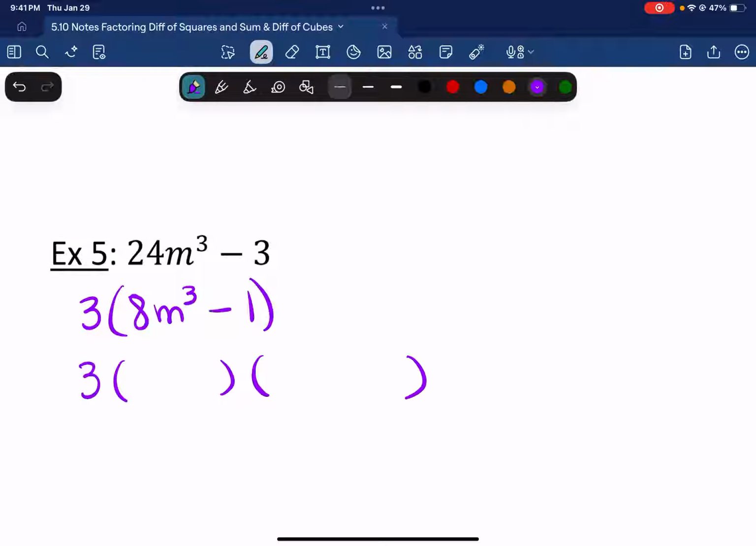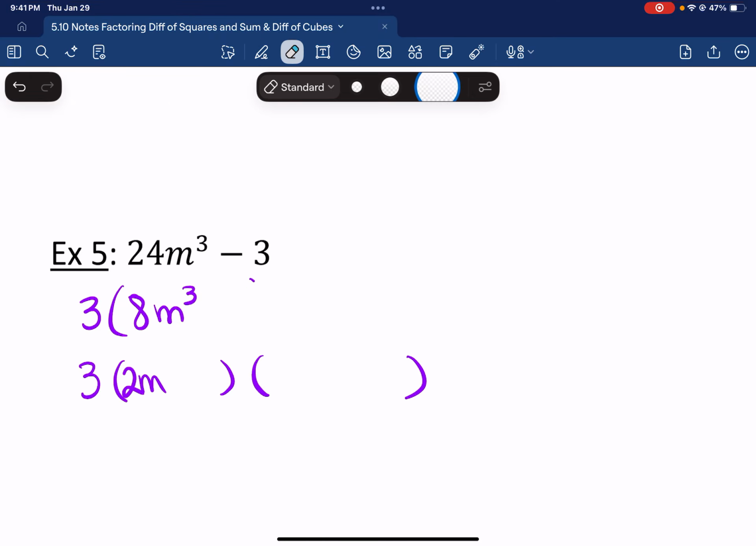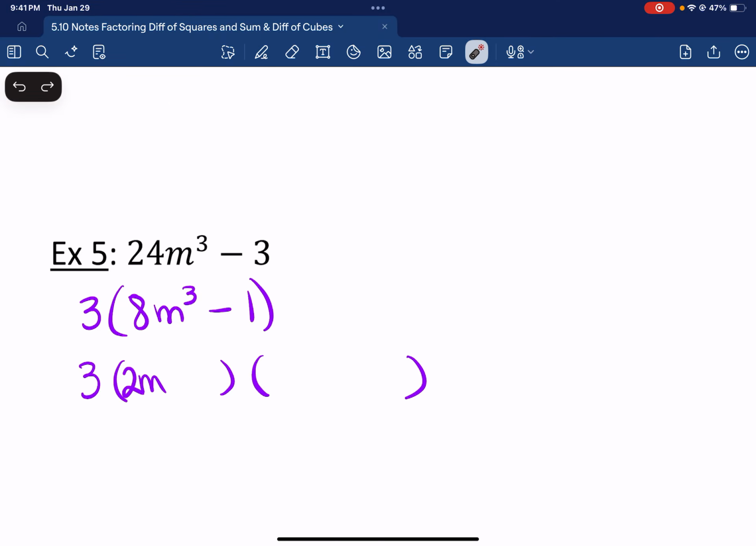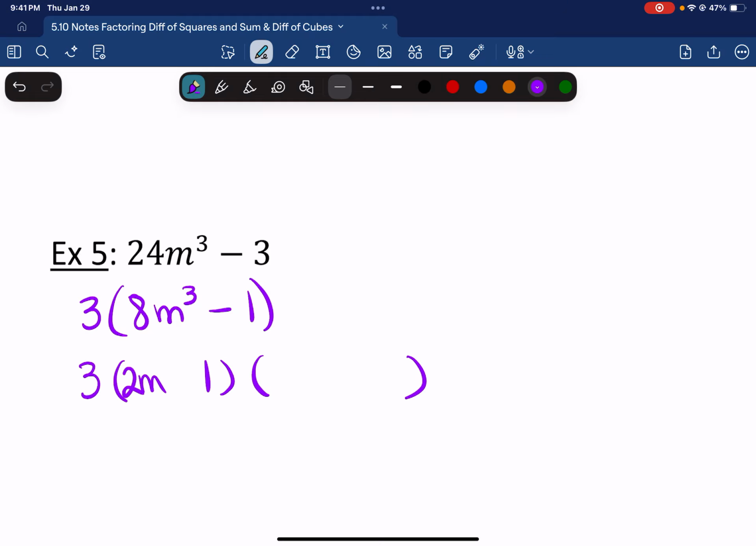So what number times itself again makes 8? That would be 2. And then m to the third power, that just makes m. What number times itself again makes 1? That, of course, is just the number 1.